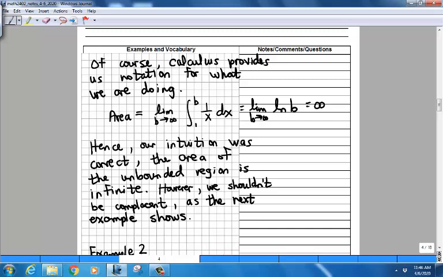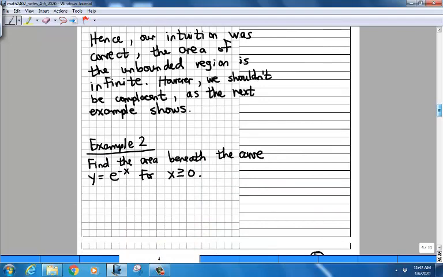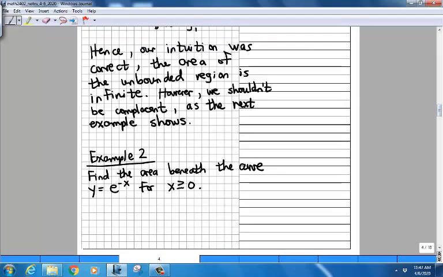Now, however, here's where our intuition is going to get confounded, because, as I mentioned, infinity is a much more slippery concept than one might think. So I'm going to show you another example now, and here things are not going to work out like we expect.